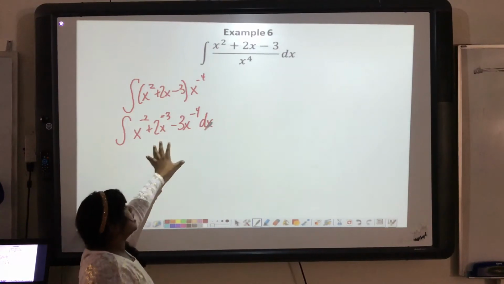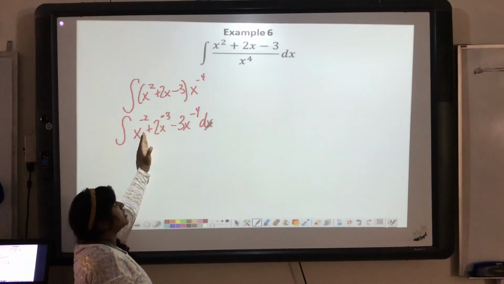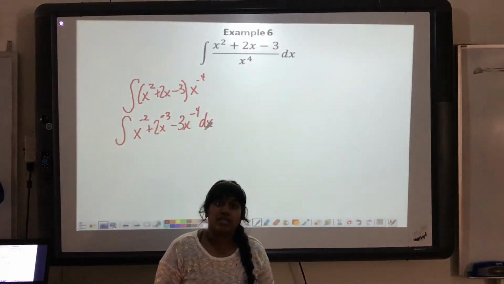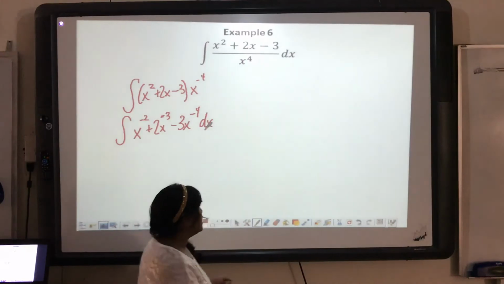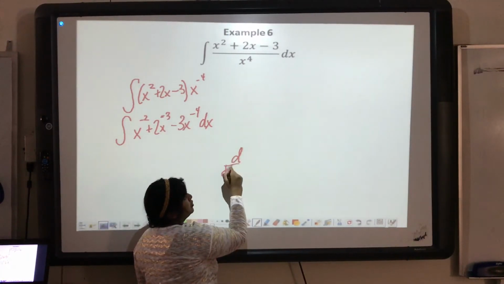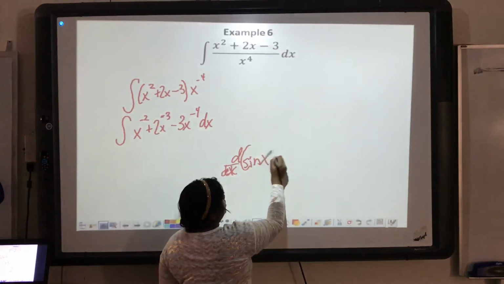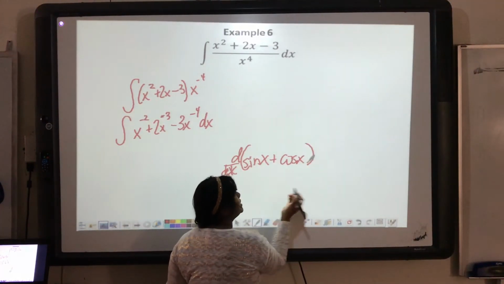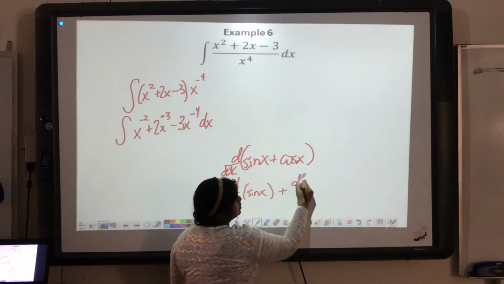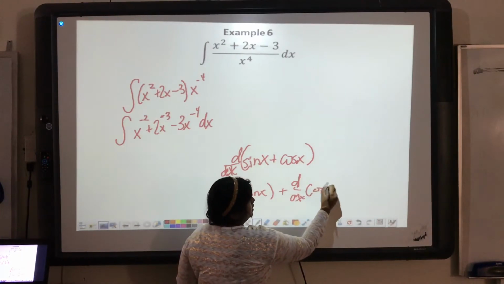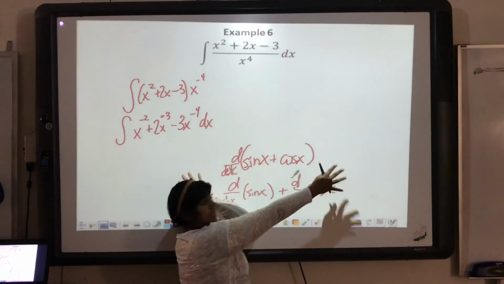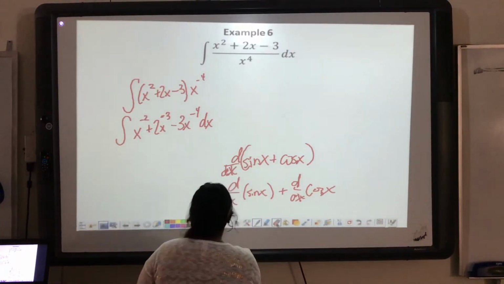But I'm sure some of you are saying, well, Miss Jag, now I don't know what to do because it's the first time we've had operators in between. That's true, but go back to derivatives. Think about our sum and difference rule, where I was taking the derivative of sine x plus cosine x. That was the same as the derivative of sine x plus the derivative of cosine x. We could take that plus and split it apart into two different derivatives.